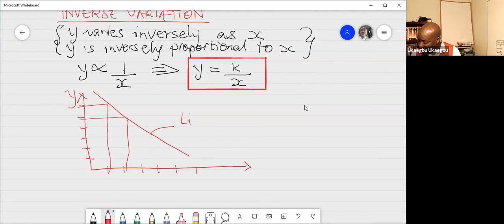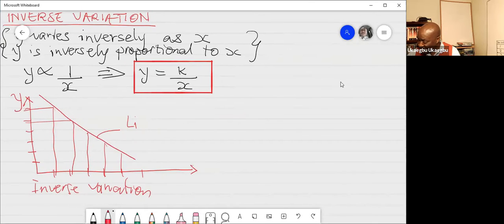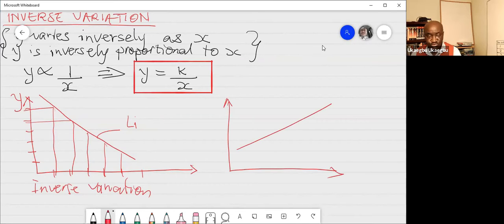So you can say that as x increases, y decreases. Something is decreasing with respect to the other. So this is inverse variation. On the other hand, if your graph looks like this, this will be a direct variation. As one quantity is increasing, the other quantity is also increasing at the same time. Direct variation.